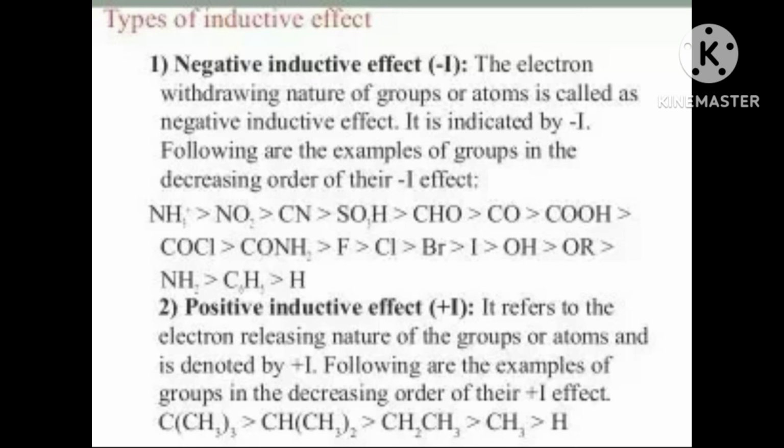And in a reverse way, on the other hand, the alkyl groups like methyl, ethyl, these are electron donating groups. They can donate the electron. CH3, C2H5, all are electron donating groups.